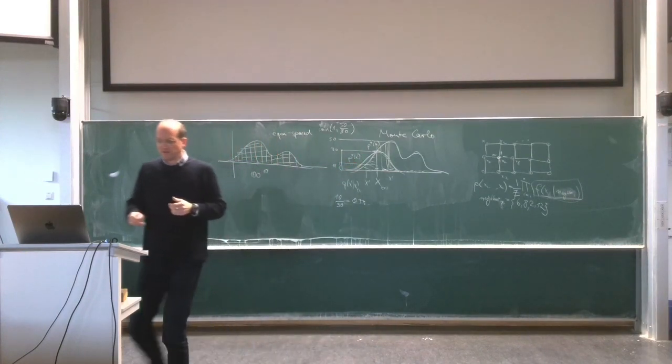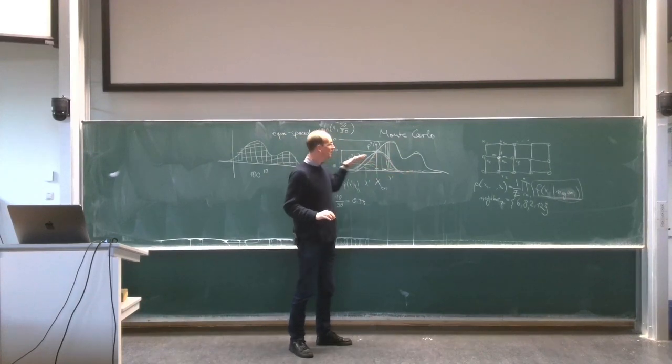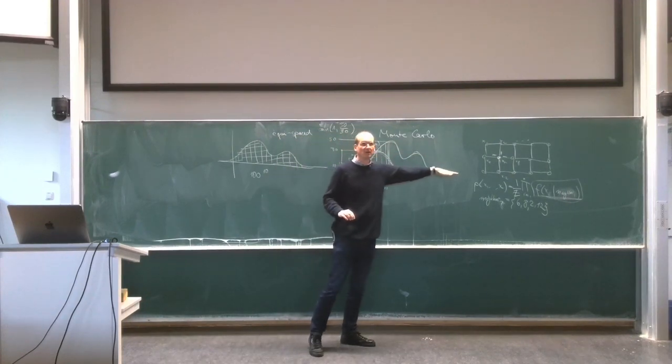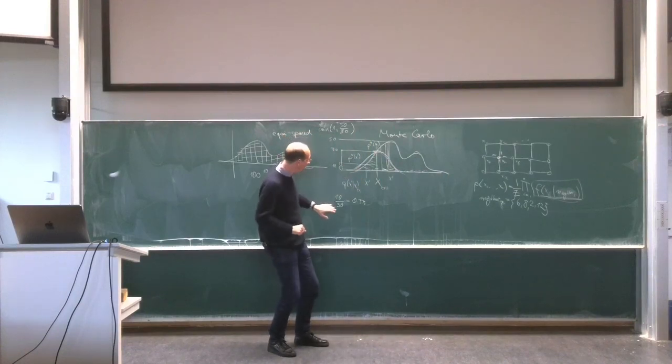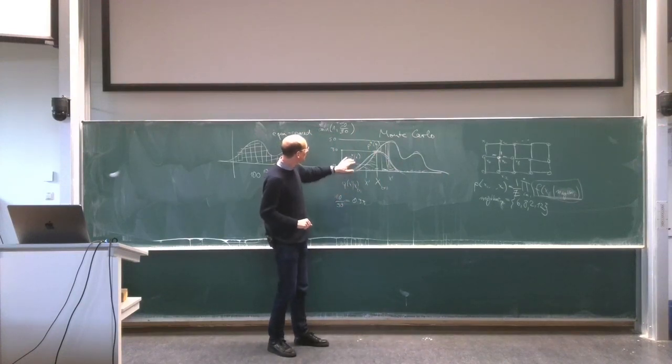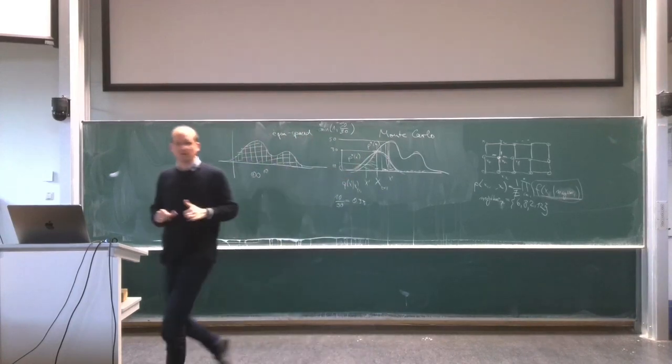So you see that somehow the proposal distribution has nothing to do with the actual distribution P star that I'm interested in. However, by flipping the coin in between with these ratios here, I'm also using the P star for my decision, whether I accept it or not.